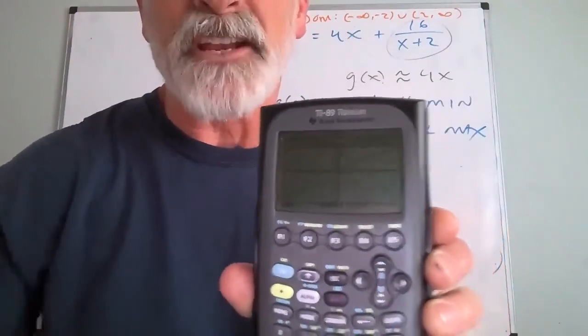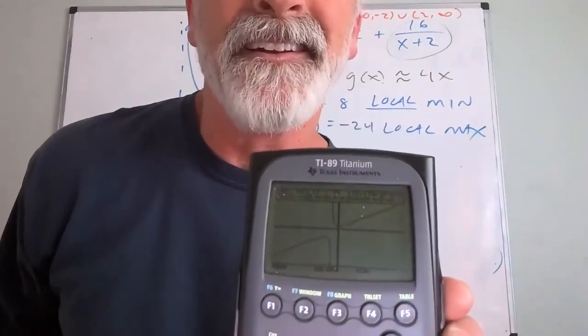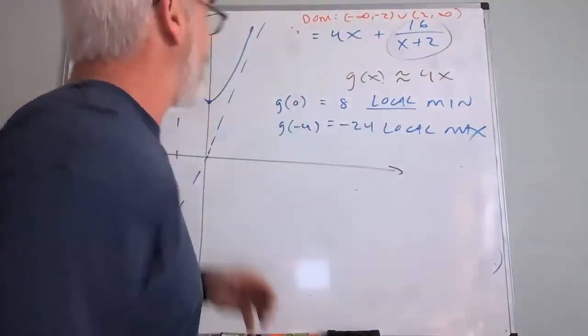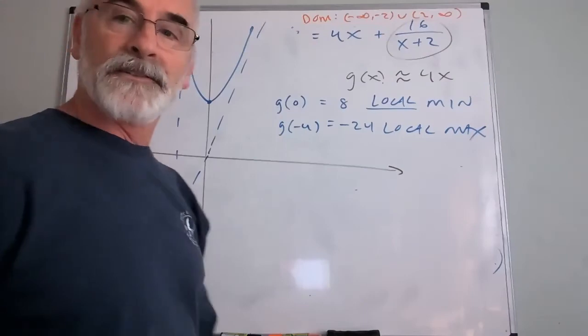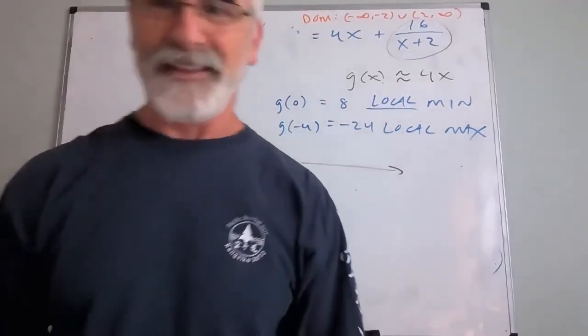Not near -2. As I go this way or I go this way, the graph's starting to look like a line. And what line is the graph looking like? Y = 4x. That's your slant asymptote. Now you got to admit, that's kind of cool.